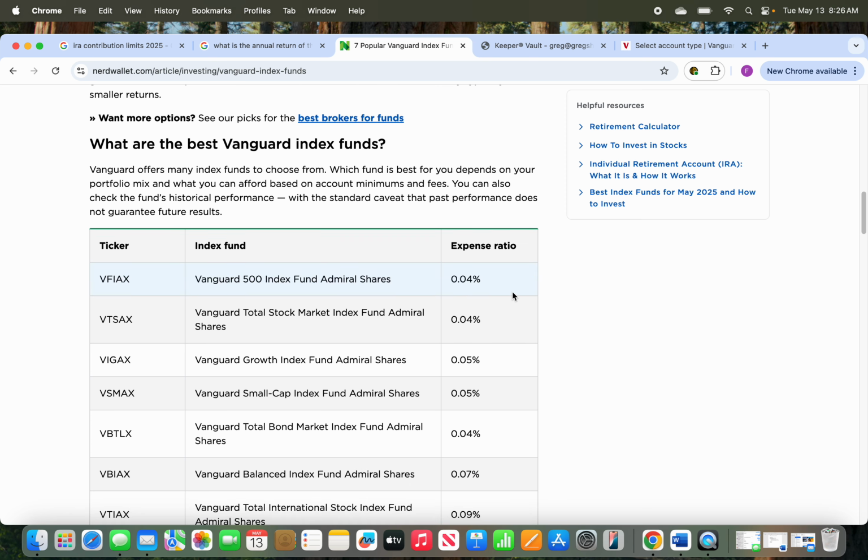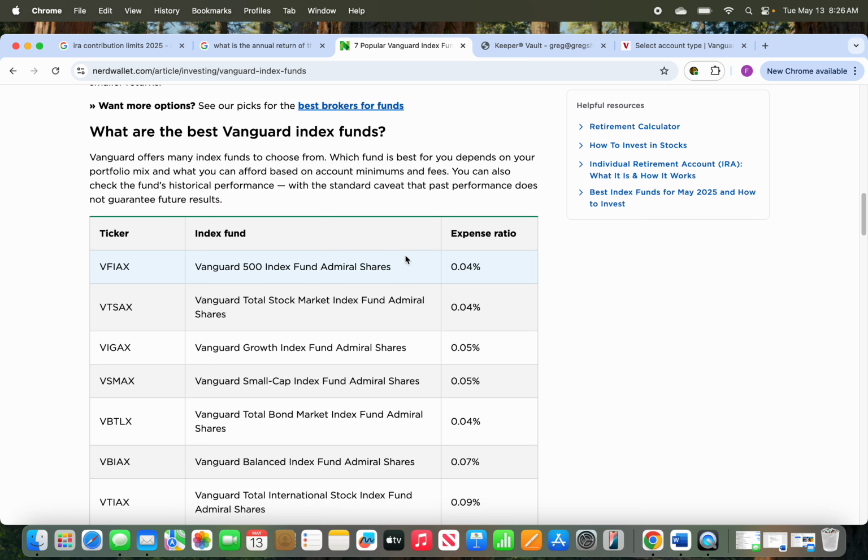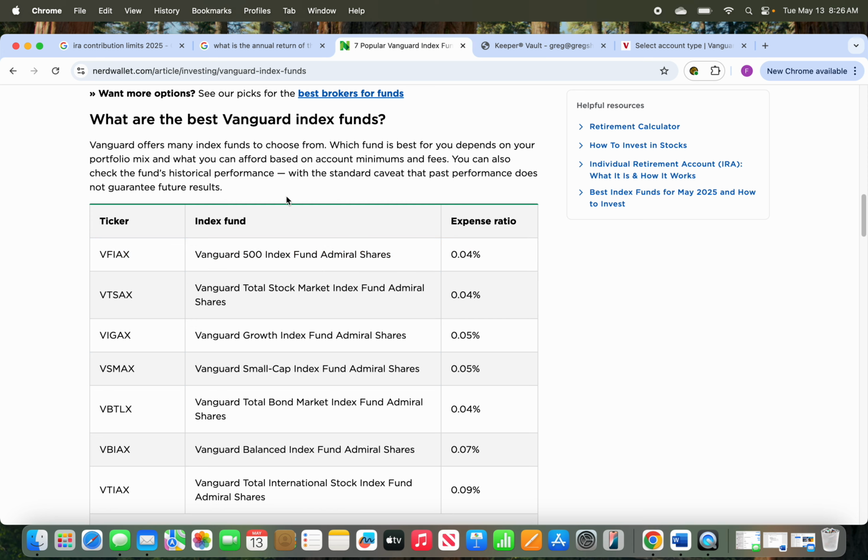So more to come on this, but I hope that at least you have a little bit of information about how to go out and research, and again, take a look at index funds. They're a great place for you to start.